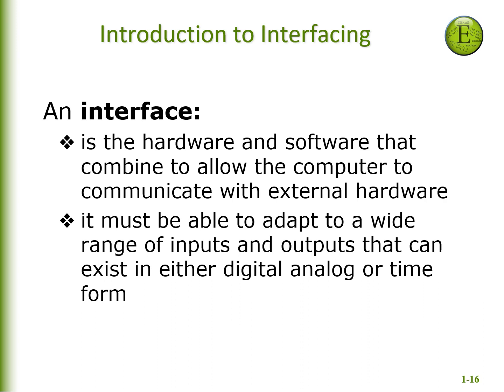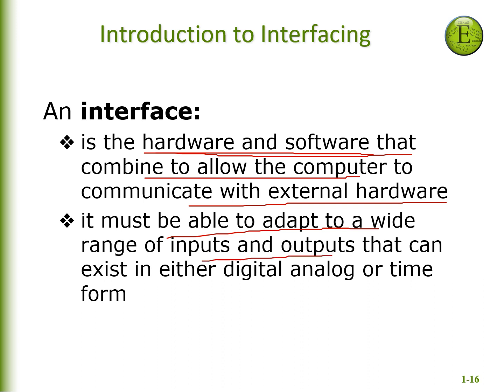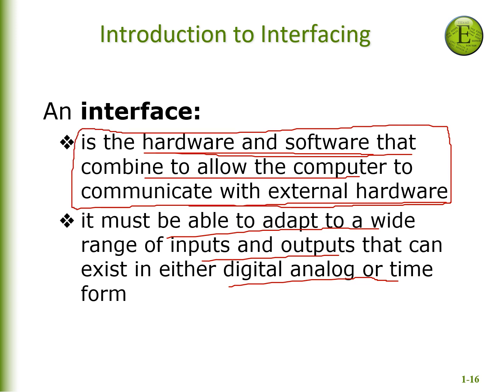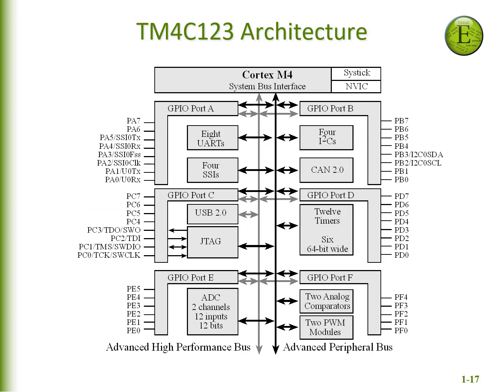What exactly is an interface? Well, it is hardware and software that combine to allow the computer to communicate with external hardware. So remember, an interface is a combination of hardware and software, and it must be able to adapt to a wide range of inputs and outputs that can exist in digital, analog, or time forms. But I think the first part is the most concrete definition of an interface. However, we need to see some examples of the interface modules that we saw in the port architecture diagram, that is, in this diagram.